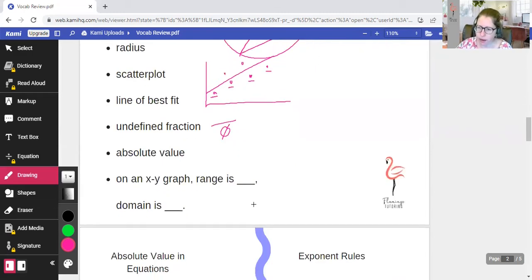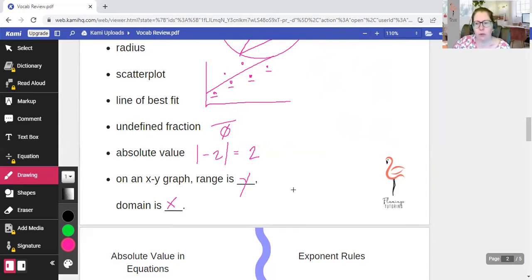All right, then we hit absolute value. That's that thing with the bars. So absolute value can be -2, and then that just makes it positive because it is the distance of the number from 0 on the number line, and distance can never be negative. All right, we'll talk more about that in a minute. Then we have on our XY graph, range is Y, domain is X. All right, so if they use those words, you just know which axis they're talking about.